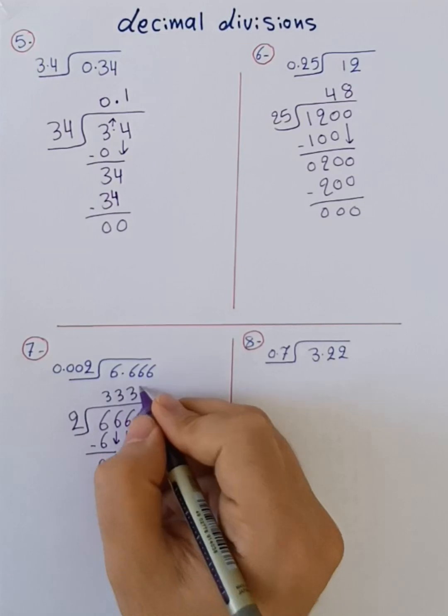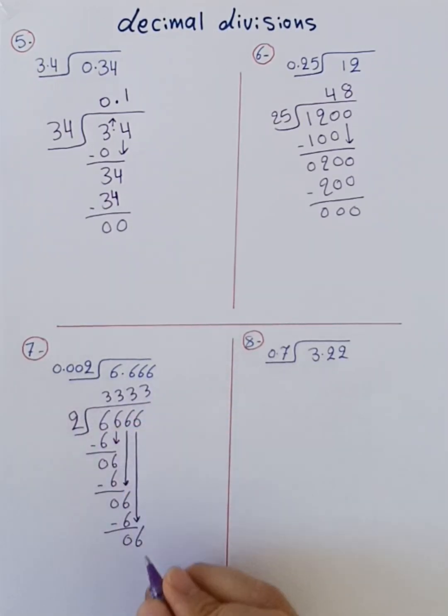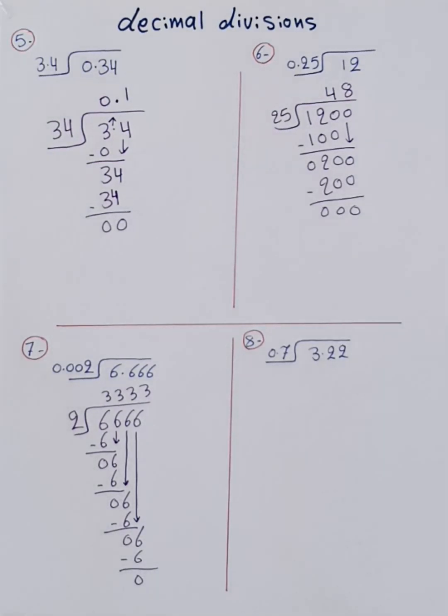6 divided by 2 is 3. 3 times 2 equal to 6. 6 minus 6 is 0. So the quotient is 3,333. Last example, example number 8, we have 3.22 divided by 0.7.